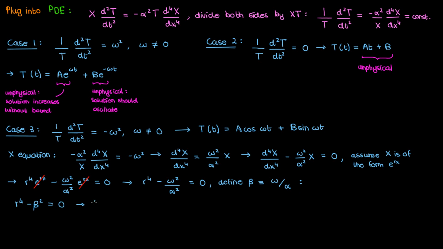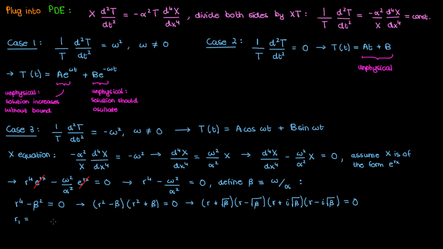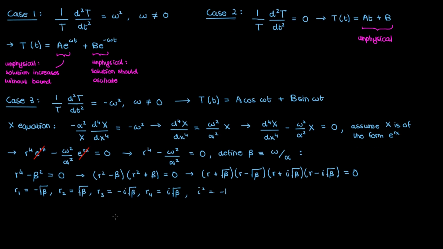We can then factor the left-hand side of this equation into r squared minus beta times r squared plus beta equals 0. The r squared minus beta further factors to r plus the square root of beta times r minus the square root of beta, while the r squared plus beta factors to r plus i times the square root of beta times r minus i times the square root of beta, where i is the imaginary number, i squared equals -1. So in the end, we end up with these 4 roots for r, given by setting each of these factored terms to 0. So the overall solution for X is obtained from taking a linear combination of these corresponding exponentials.